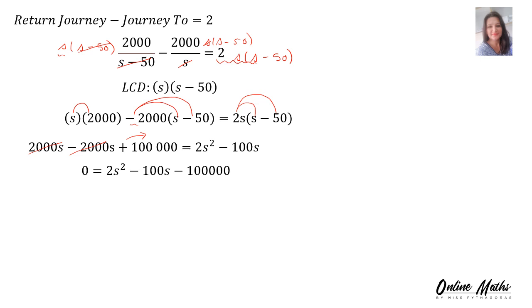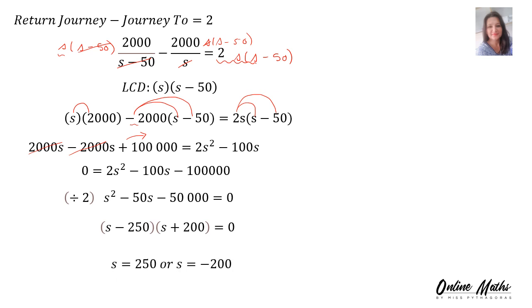And then I want to factorize, but I can also divide by 2 right through just to make it a little bit easier for myself. And now I end with s squared minus 50s minus 50,000. And I can factorize that one. And remember, if you can't find factors, then you are welcome to use the quadratic formula. But this one, the factors are s minus 250, s plus 200. Therefore, s is 250 or s is negative 200, and then we choose the positive one. Therefore, the speed is 250 kilometers per hour.